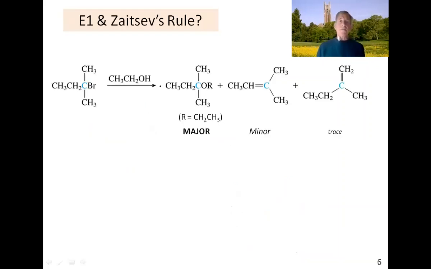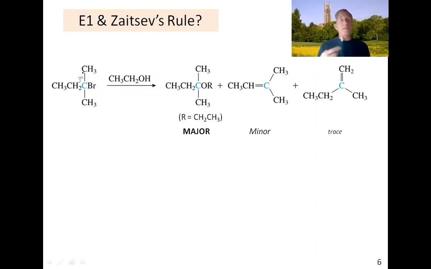What about Zaitsev's rule? Does Zaitsev's rule still apply in an E1 when I do this elimination? Well, notice again here, I have a beautiful tertiary carbon, an aliphatic tertiary carbon, in the presence of ethanol again, a very poor nucleophile. So it's not going to do SN2. It's a very poor base. It's not going to do E2. So the only thing this reaction has left to do is either SN1 or E1.